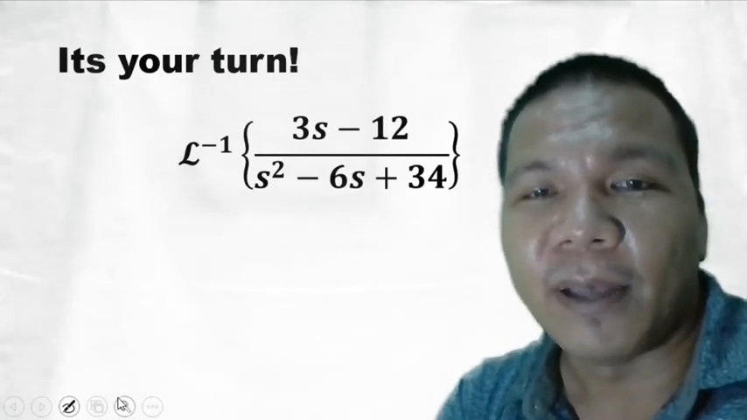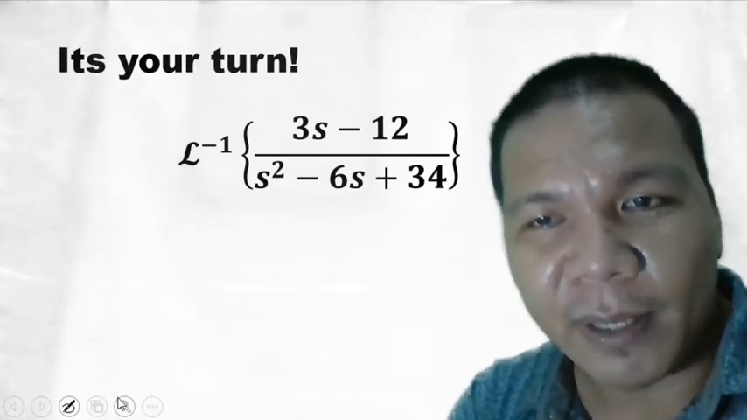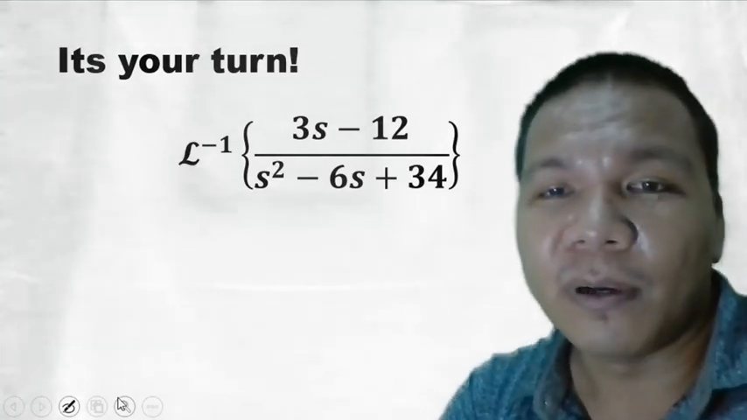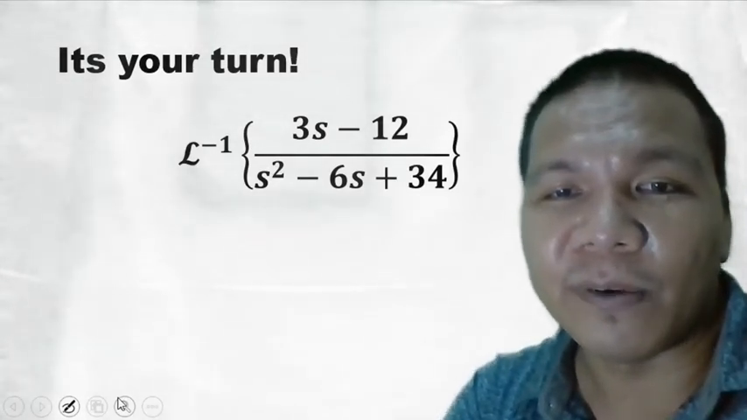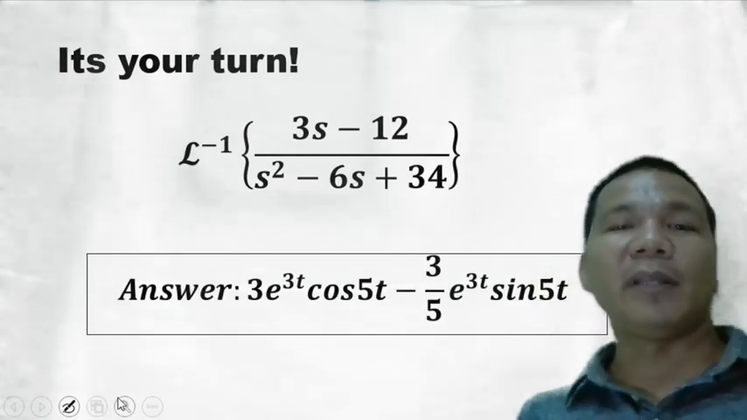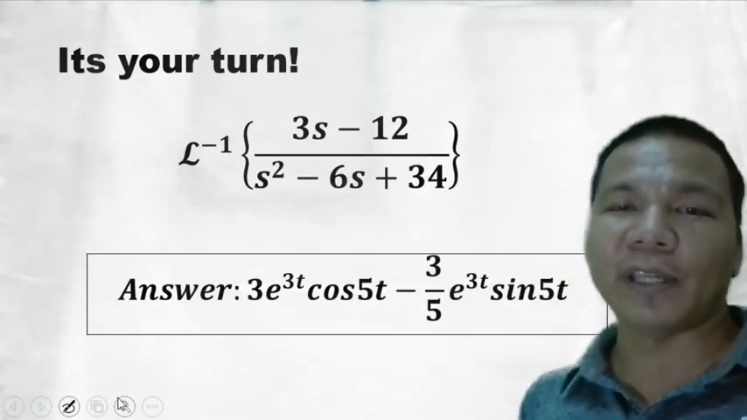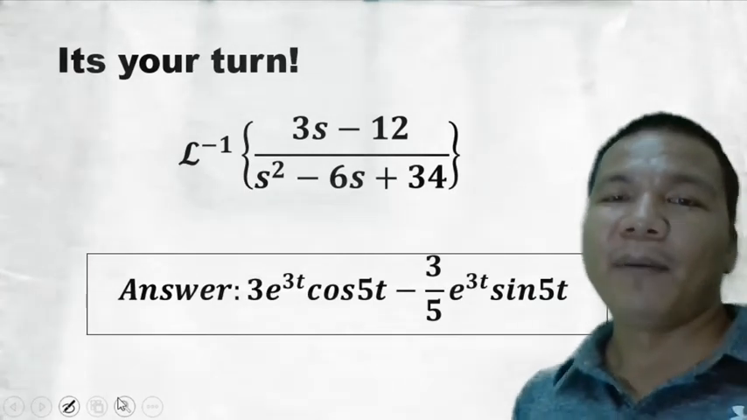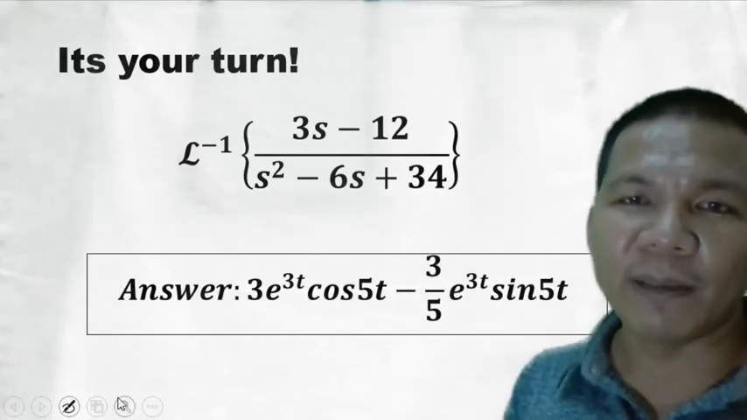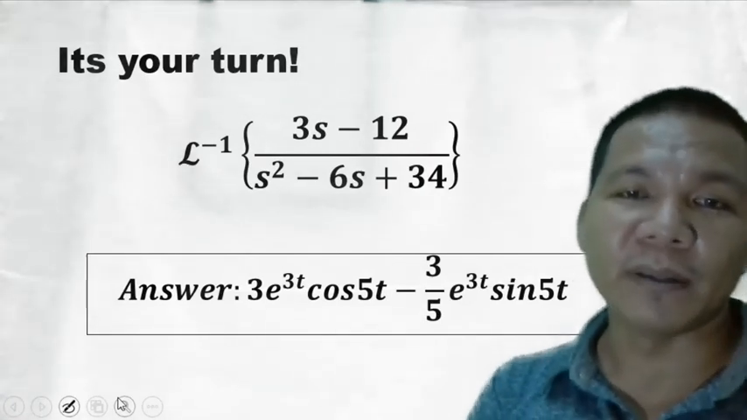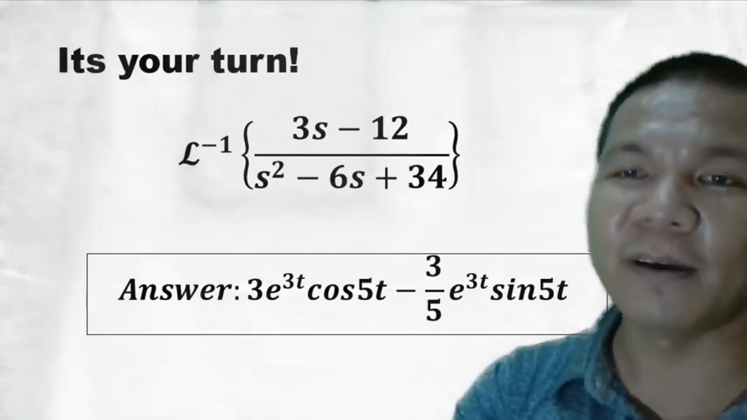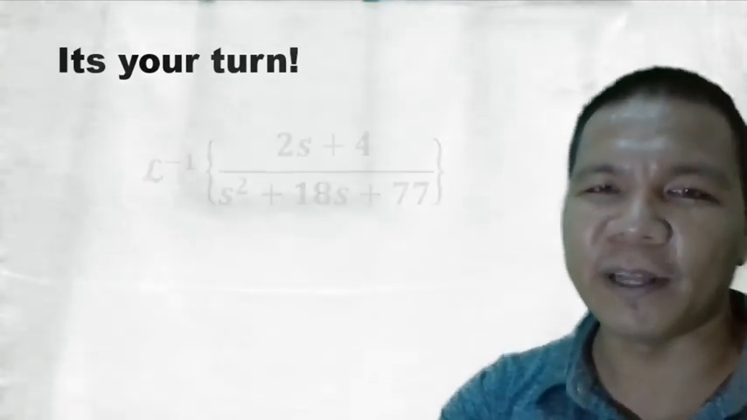Okay, 10 minutes is over. Are you ready to see if your answer is correct? Of course, your final answer should be 3 times e raised to 3t cosine of 5t minus 3 over 5 times e raised to 3t times sine of 5t. This will be your final answer. Did you get it right? Oh, yes. Now let's try another one.